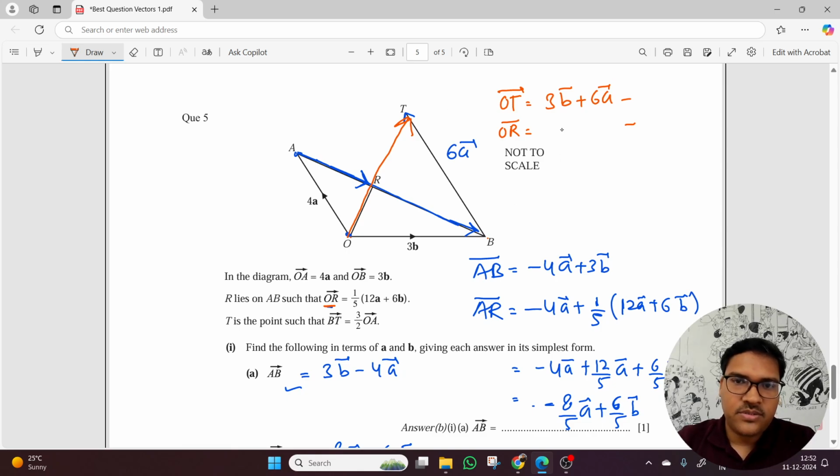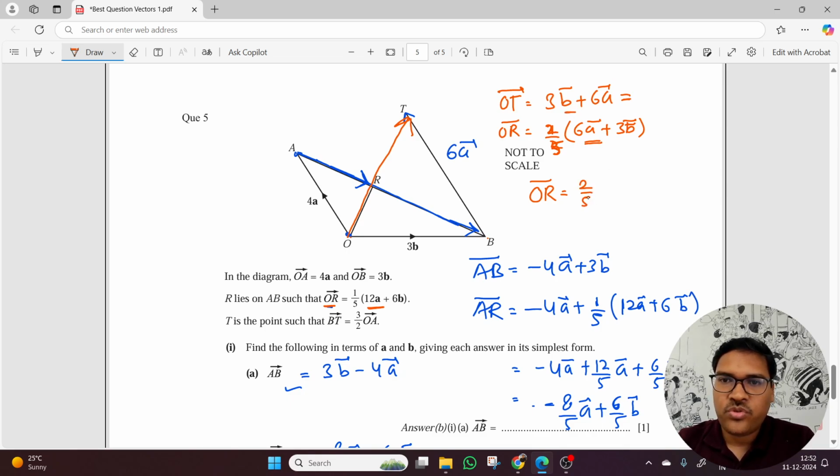Now what is OR vector? This is equal to 1 by 5, and you take 2 common. If I take 2 common from this, what is this? This is equal to 6A plus 3B. And you can see this vector is the same as this vector. OR vector is 2/5 of OT vector.